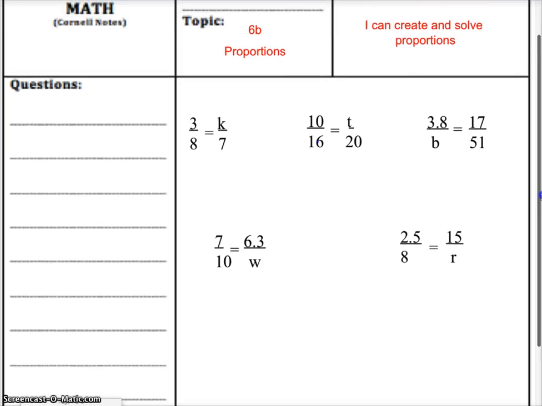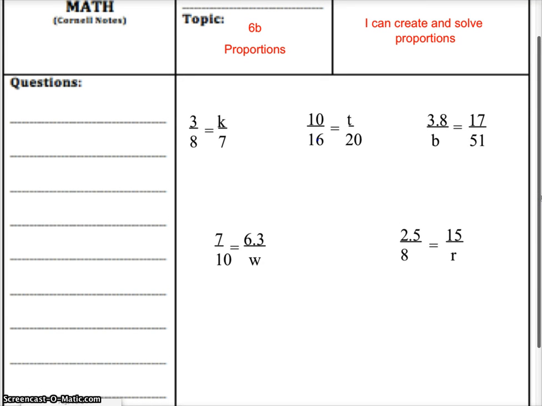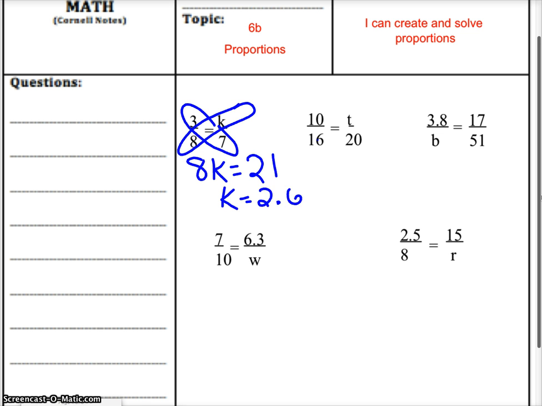Alright, again, to solve with proportions, you need to set their cross product equal to each other. So we do 8 times k is 8k equals 21. Divide 21 by 8. And 2.6 is what k equals. That one is one you cannot solve mentally, which is the majority of proportions are not mentally solvable.